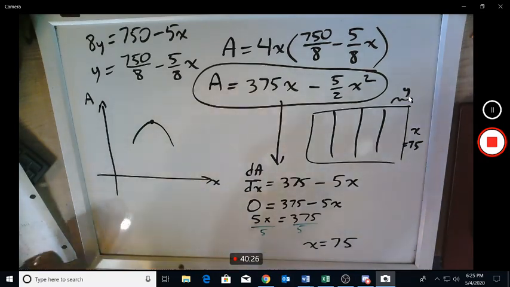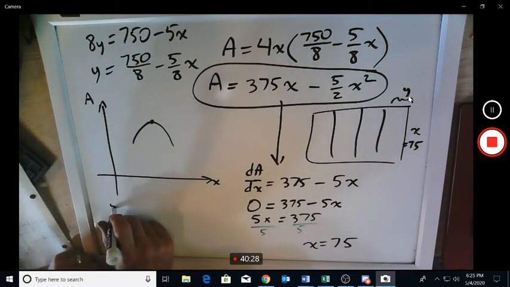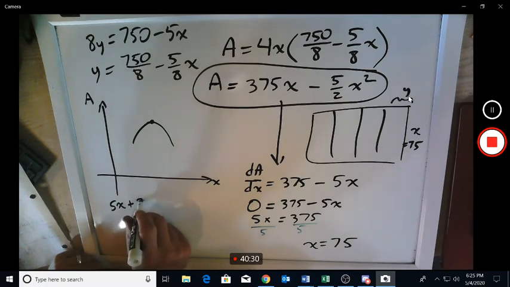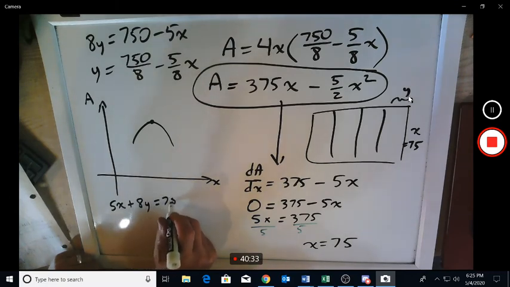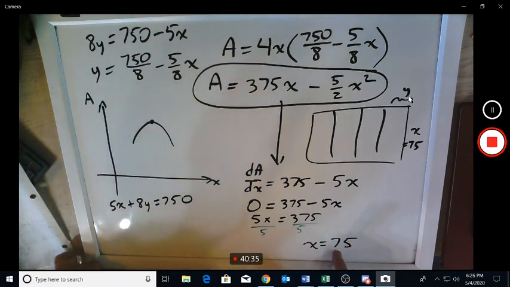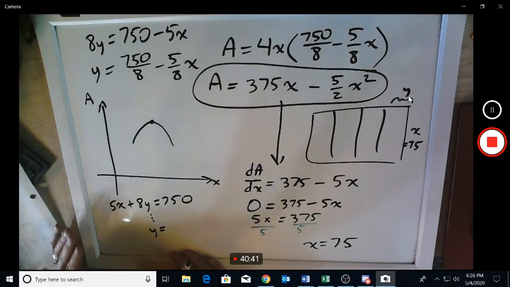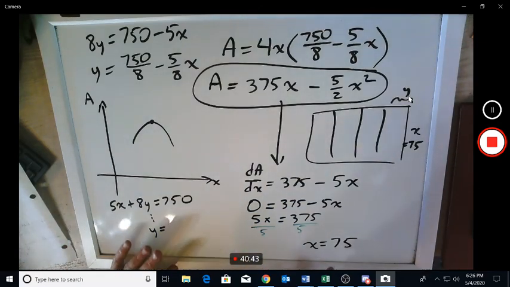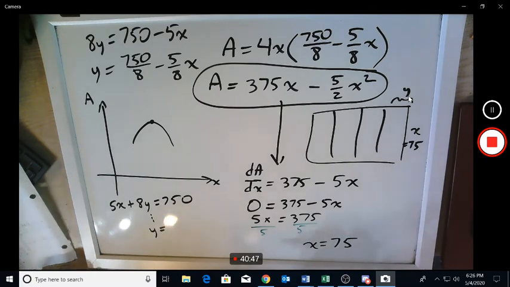So if this was 75, then we could go back to the equation, 5x plus 8y is 750. Plug in the 75 in here, and then we can figure out what the y is. And we can get a value. And then we can use the x and the y to multiply out and get the area, the largest possible total area of these pens.